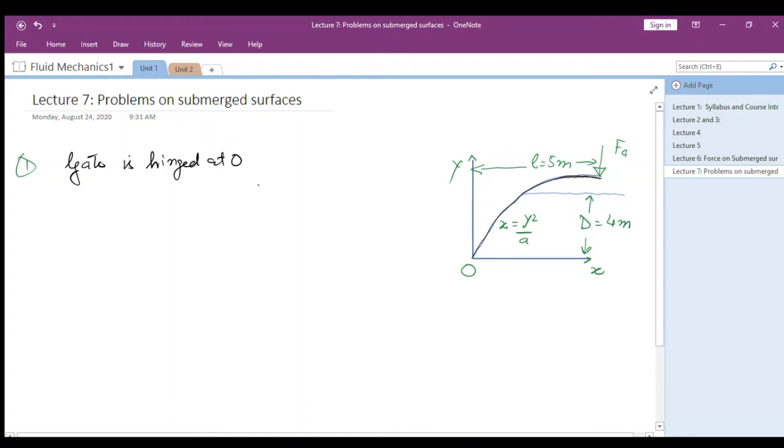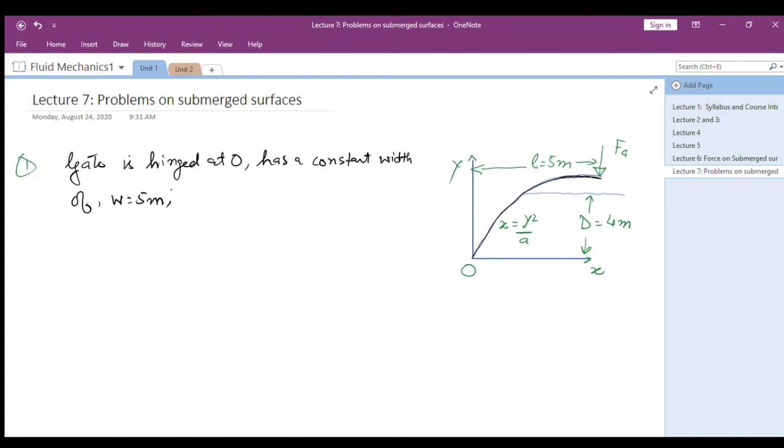This gate has a constant width of W equal to 5 meters. Now this width of the gate is inside the plane of your screen which you are looking at right now. So you are looking at it from here, and this is 5 meters.